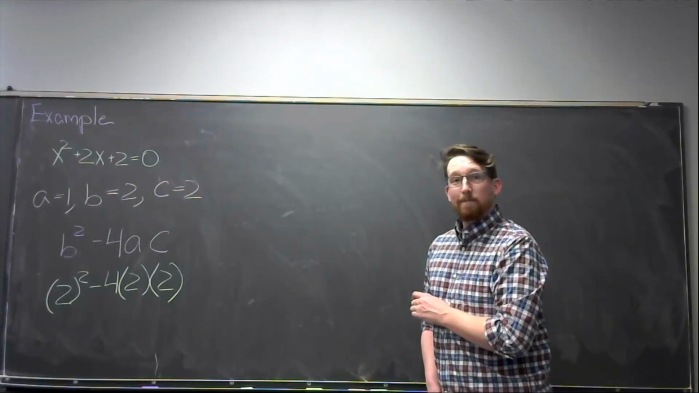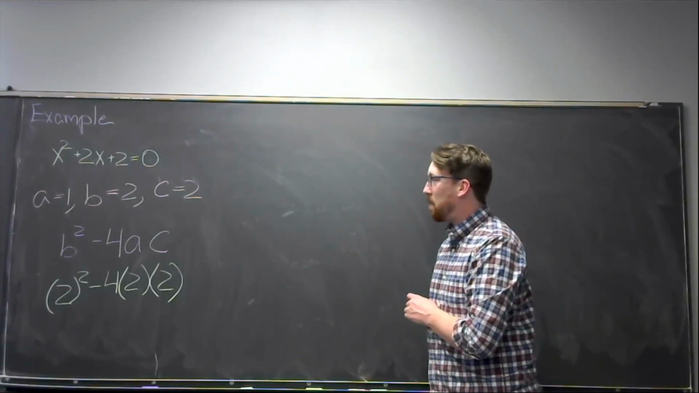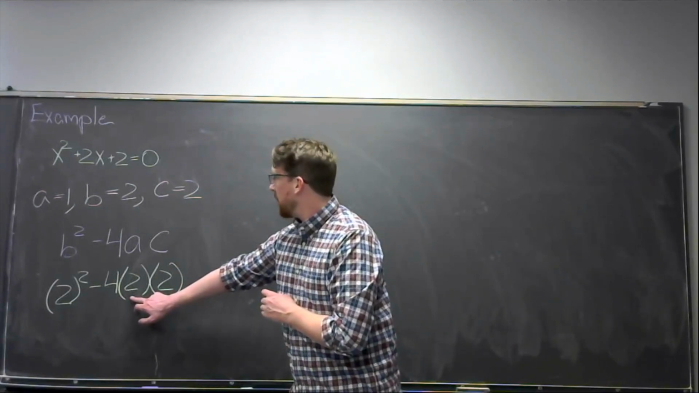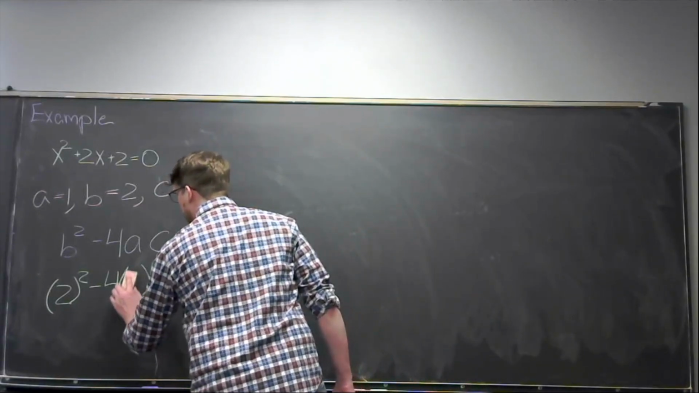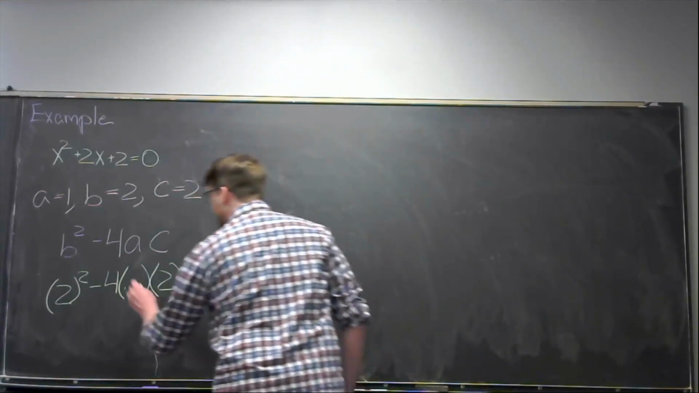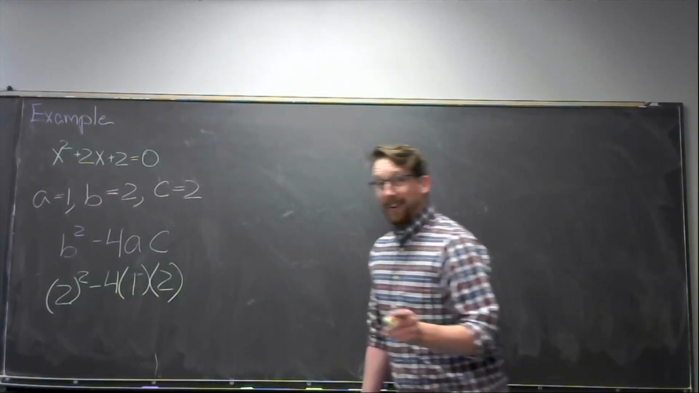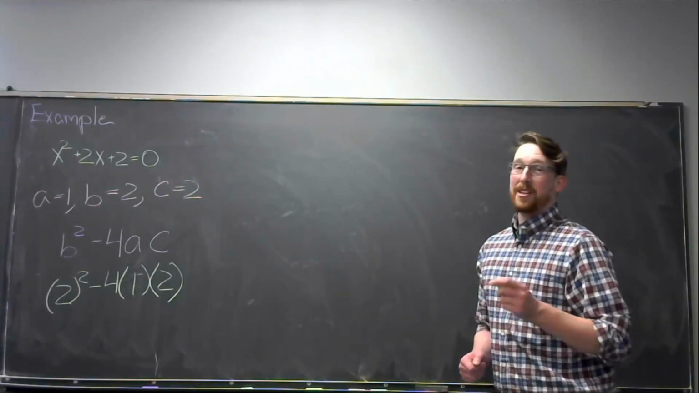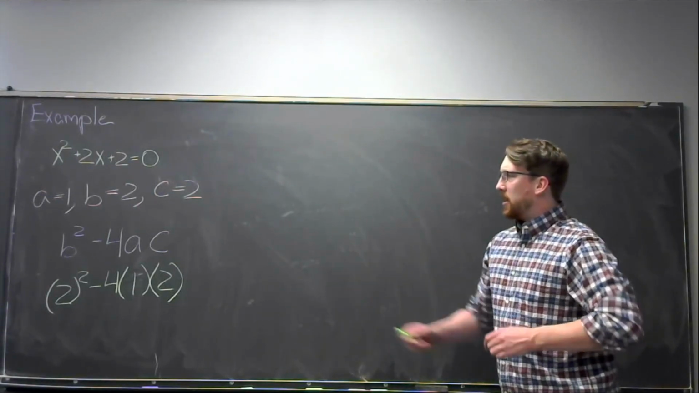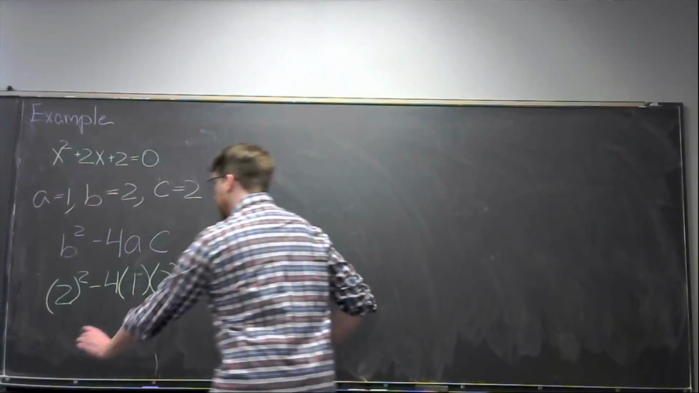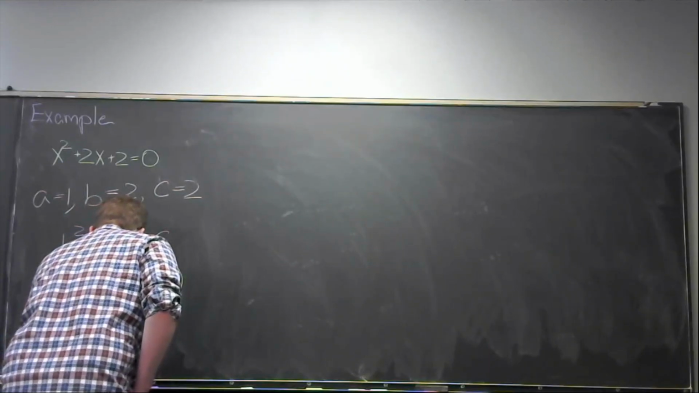I just realized I made a typo. This is supposed to be a, right? It happens. We all make mistakes. Let's fix that really quick. So the discriminant is equal to 2 squared minus 4 times 1 times 2. All right, so that means our discriminant is equal to 4 minus 8, which is equal to negative 4.